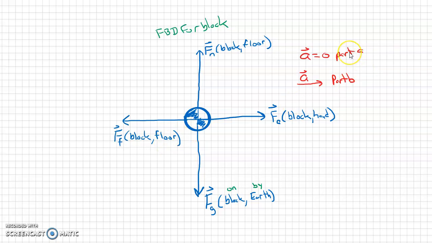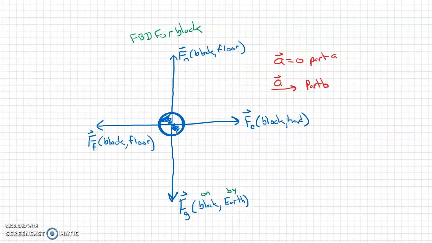Now, there's two different parts here. Part A, where this thing is staying stationary. It's not accelerating, it's staying stationary the entire time, so therefore its acceleration is 0. Part B, we're going to maintain the same applied force. The force of friction actually reduces once this thing starts to move.